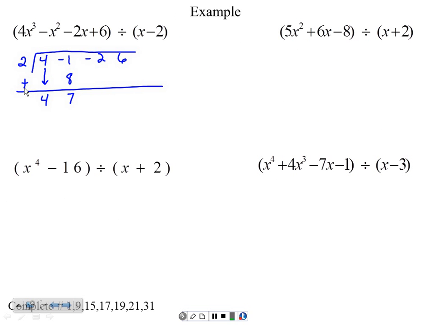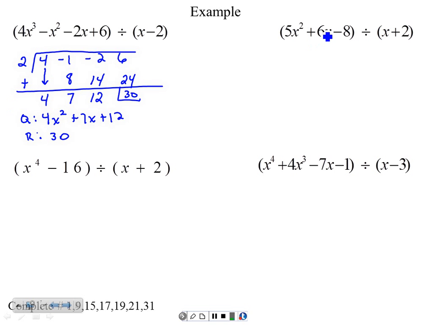2 times 7 is going to be 14. Put it underneath the negative 2. Negative 2 and 14 is going to be 12, and 2 times 12 is going to be 24. Add those together, and you're going to get 30. So your quotient is going to be right here. These numbers are the coefficients of your quotient. So notice we have an x to the third up here, but we're dividing an x out. So now we're going to have 4x squared plus 7x plus 12, and the remainder is 30.